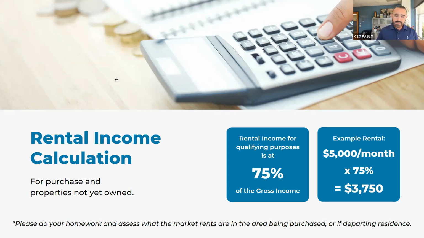Now, for this situation, when they are buying a property and they're either departing residence, meaning they're going to leave their house and leave it as a rental, you can only use 75% of the rent. If they're not moving and they're staying in their house and just buying a rental property, then you're only going to use 75% of the rent either way. So you're fine. Just remember that.